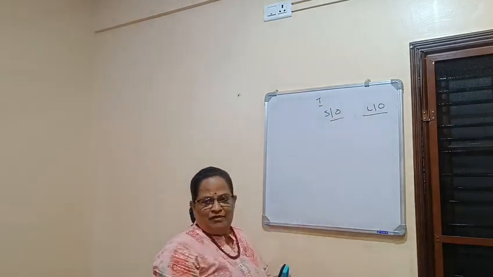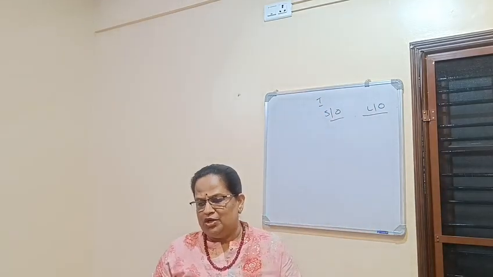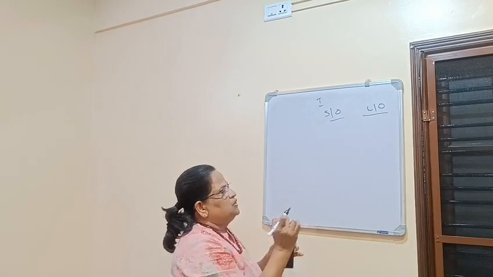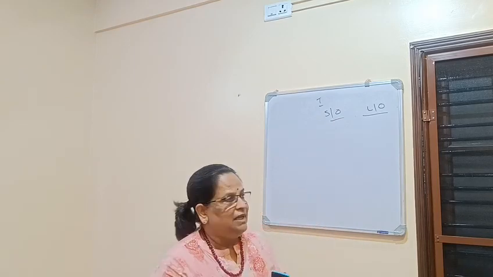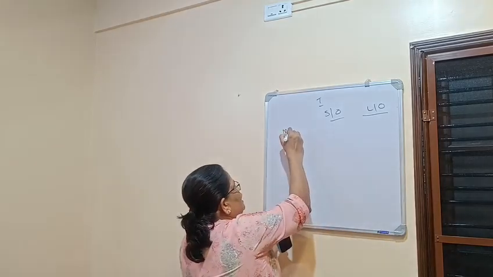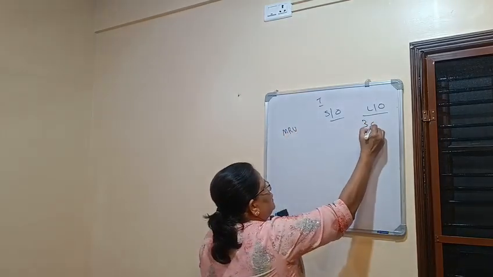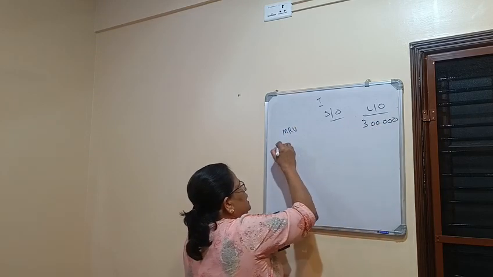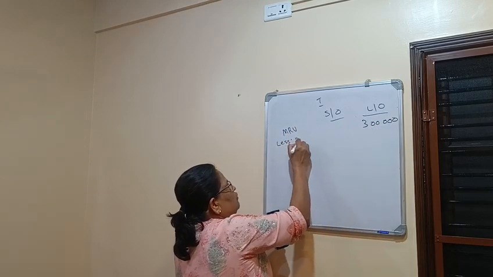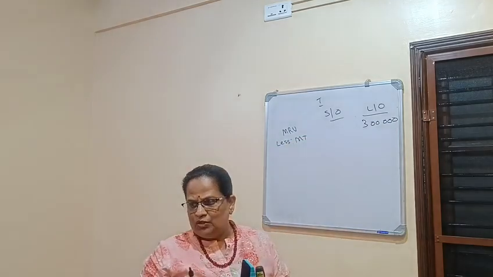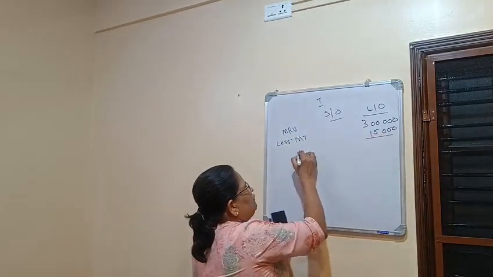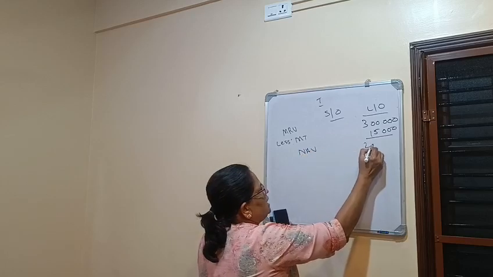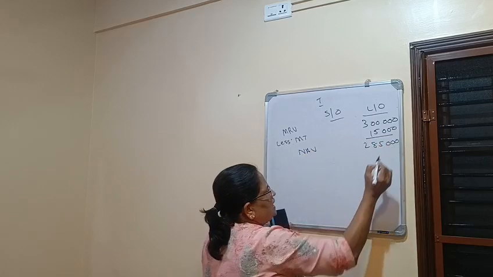So self-occupied, everything is nil. Only the interest portion will be there. So let out house property, municipal rental value only is given. That is 3 lakhs. Municipal rental value, no other value. So that is our gross annual value. Less municipal taxes. What all is paid only they will get. So that is 15,000. So net annual value is equal to 2,85,000.